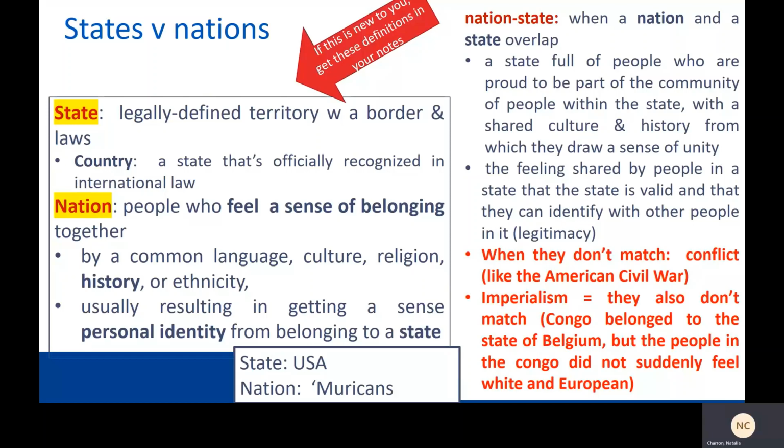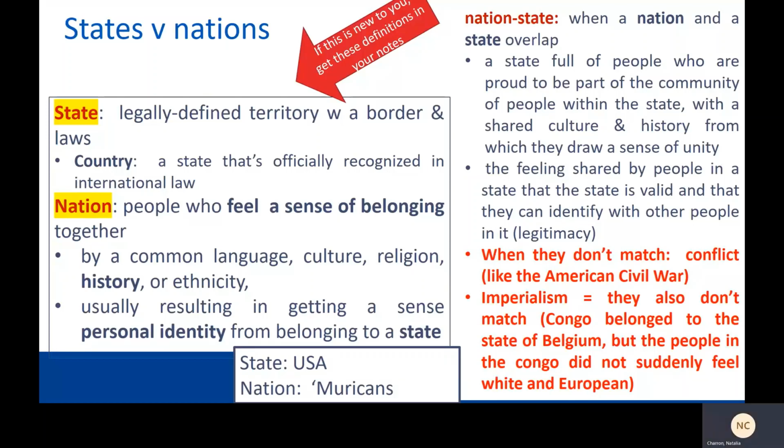A nation is subtle. It is the people within a state, or who don't have a state, but a group of people who feel a sense of belonging together. It's subtle because it's not something you can just point to objectively and see, but it is a combination of history, language, culture, in some cases ethnicity, sometimes religion. But having those things in common make a group of people feel united. And that sense of unity as a people is referred to as a nation.